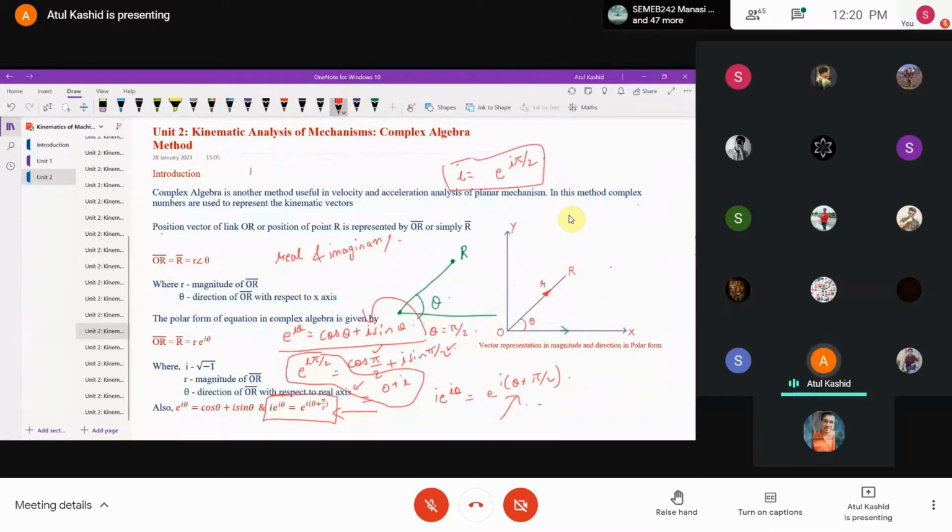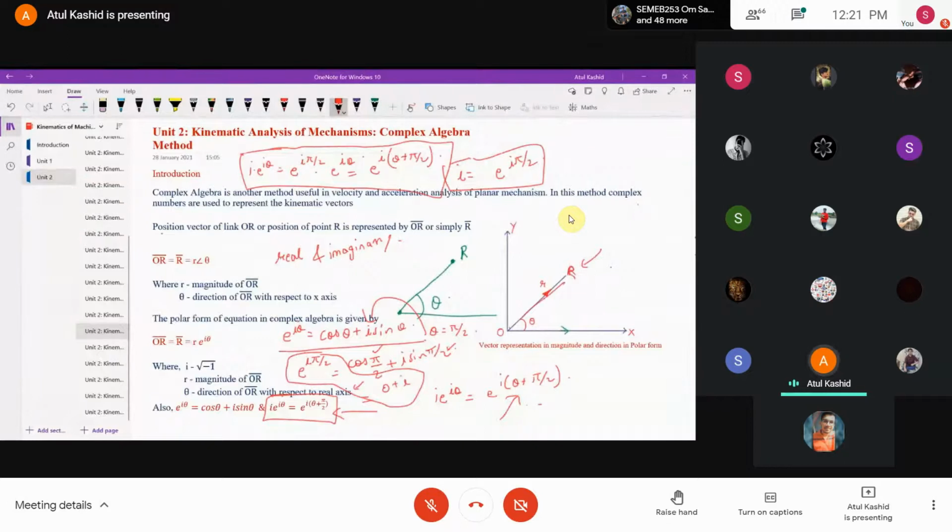So if I want to write I into e raised to I theta, it will be equal to what? We know I is e raised to I pi by 2, right, into e raised to I theta. And this is equal to what? If we take I common, then this will be e raised to I into theta plus pi by 2, right? So we are going to use this equation when we differentiate for the velocity and acceleration equations, right?